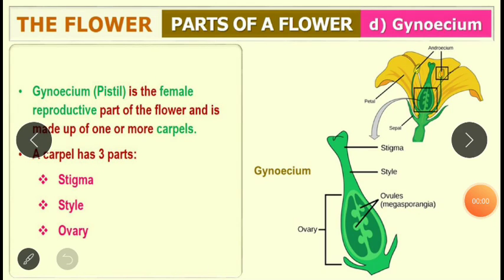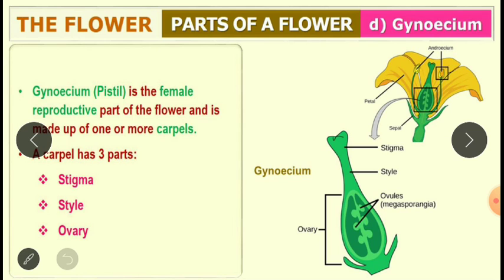Hello students, we are studying Chapter 5, Morphology of Flowering Plants, from Unit 2, Structural Organization in Organisms. In my last video, we studied the parts of the flower. We have seen that there are four main parts of the flower: the calyx, corolla, androecium and gynoecium.